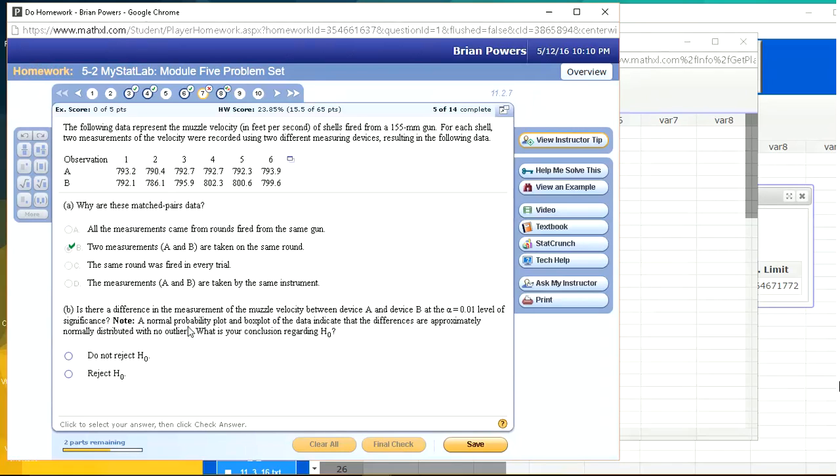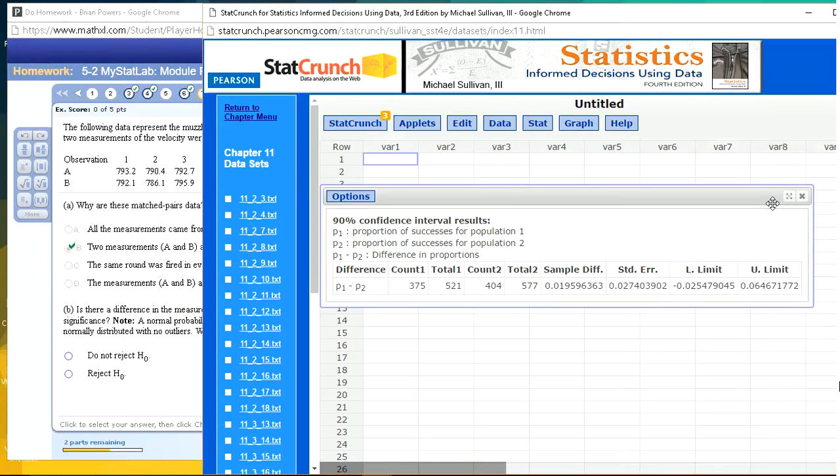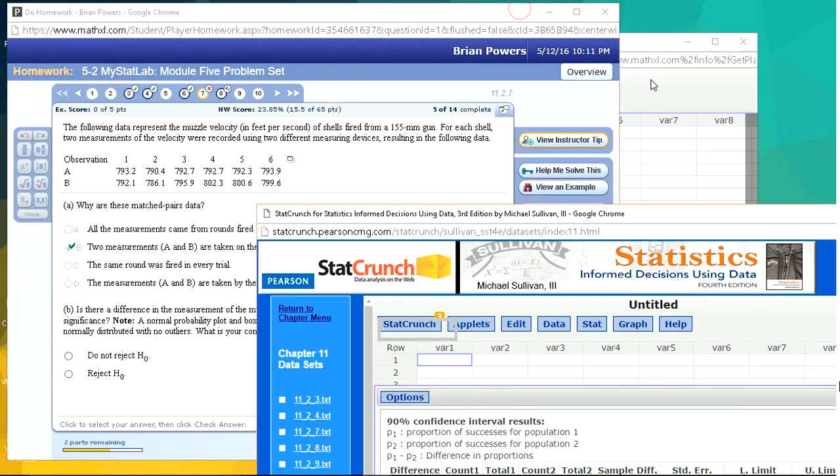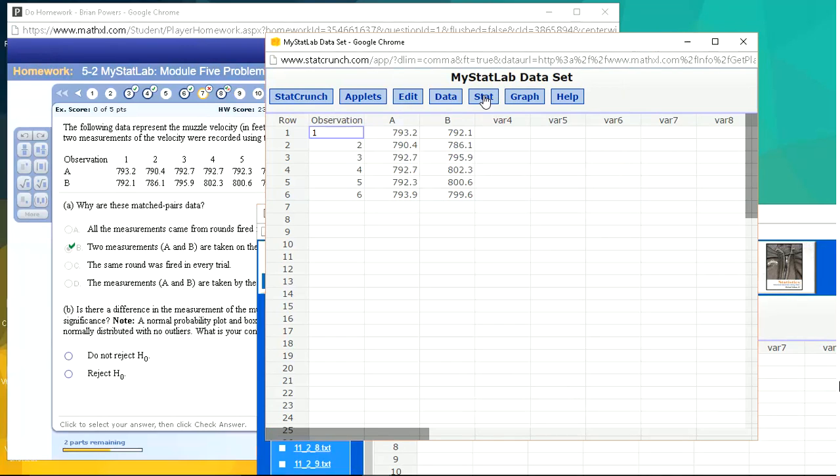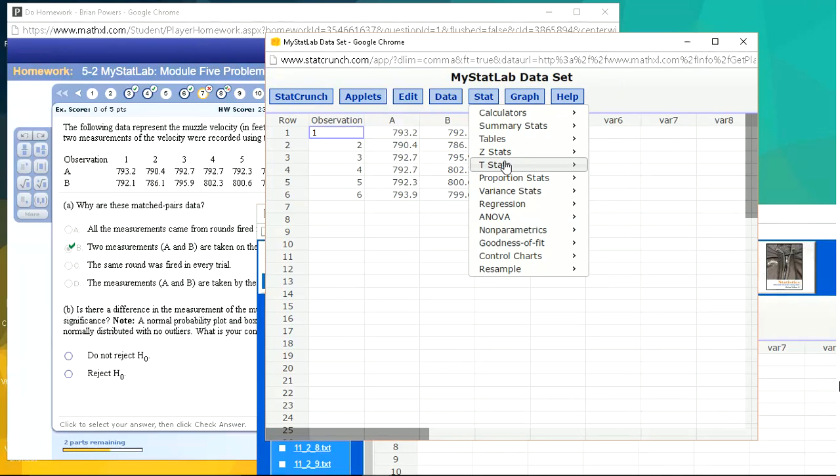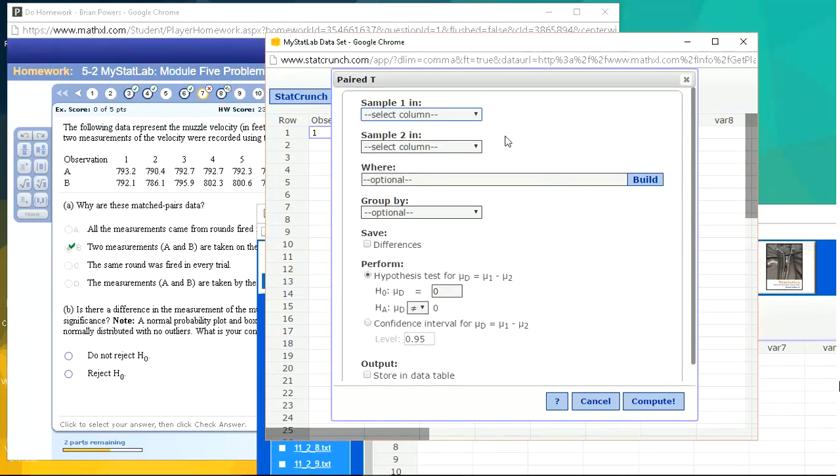We want to do a hypothesis test on the difference of the means. Oops, this is the wrong StatCrunch window. This is the one I want. This is going to be under Stat. Because we have a small sample size, it'll be a T statistic, not a Z statistic. T stat, paired. All right.